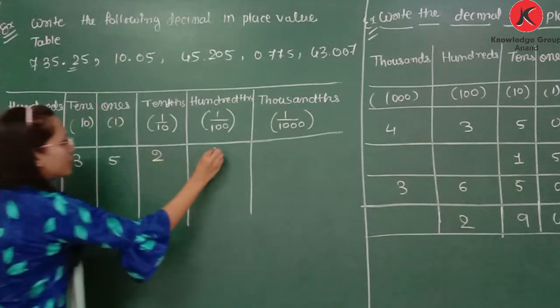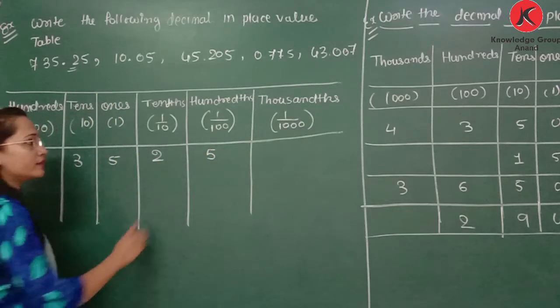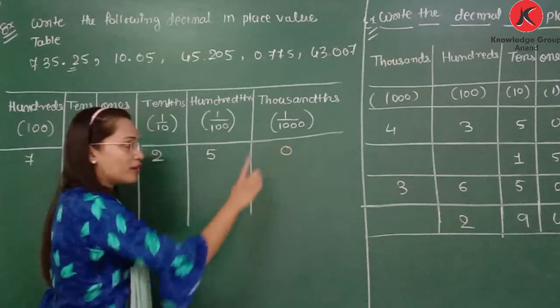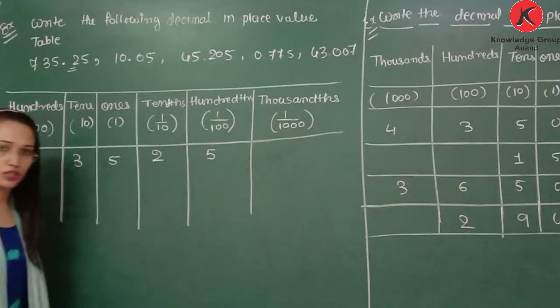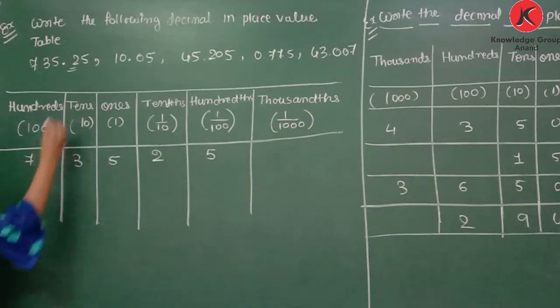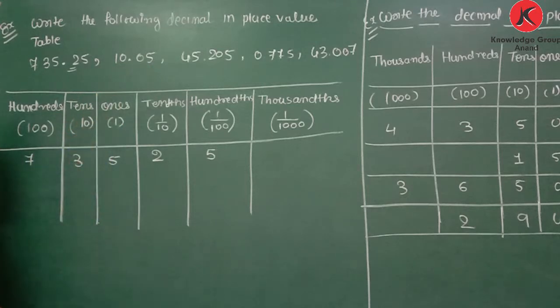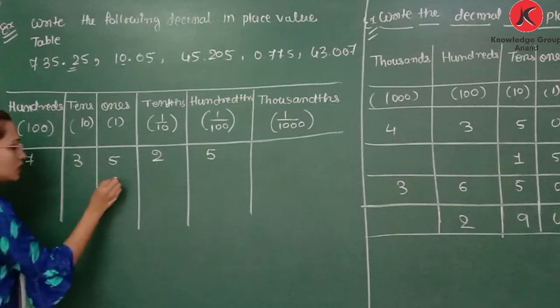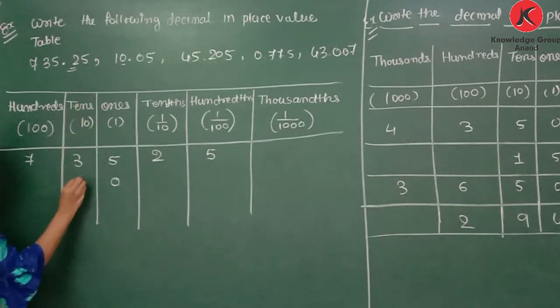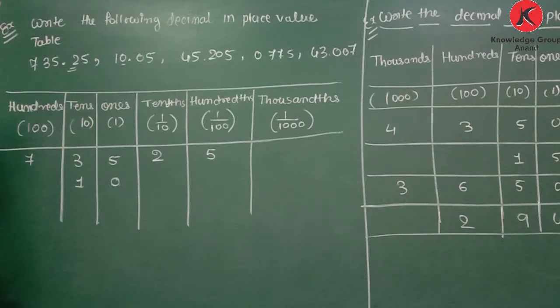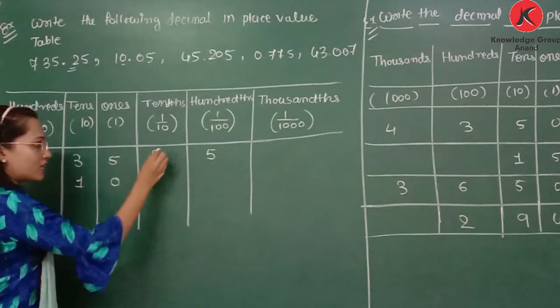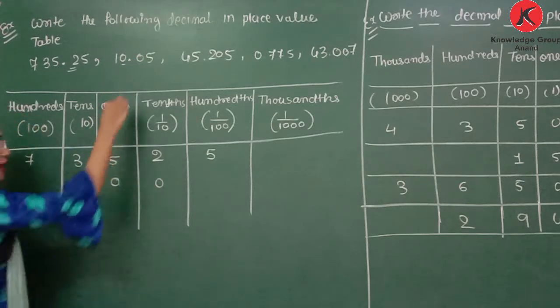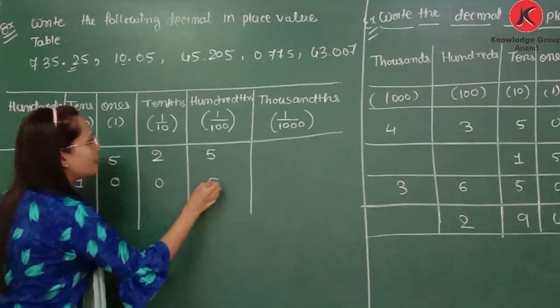5 at the 100th place, so it is here, and 1000 place is not given, so you can write 0 or you can skip the digit. Okay. Now next one, 1005. So 0 is at the 1's place, so it is here. 1 at the 10th place. 0 that is 10th place, so 0 will be here, and 5 it is at the 100th place.